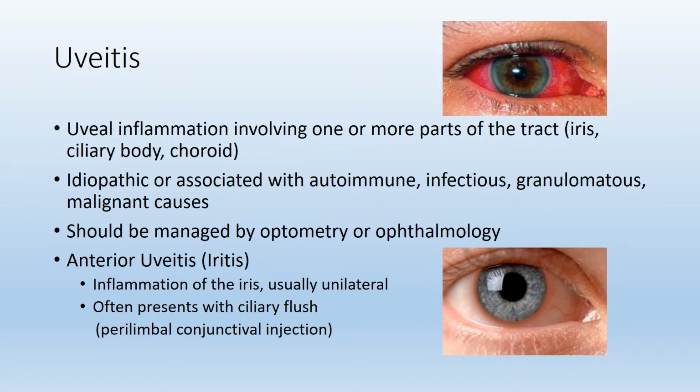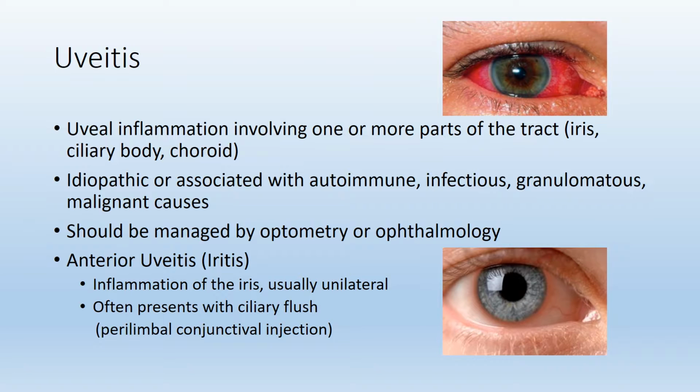Uveitis refers to inflammation of one or more parts of the uveal tract, which, if you recall from the anatomy slide, includes the iris, the ciliary body, and the choroid. It can be idiopathic or associated with an autoimmune, infectious, granulomatous, or malignant cause. It is another issue that should be referred on to ophthalmology for specialized treatment.